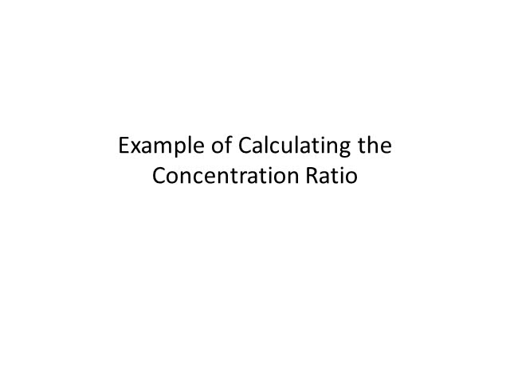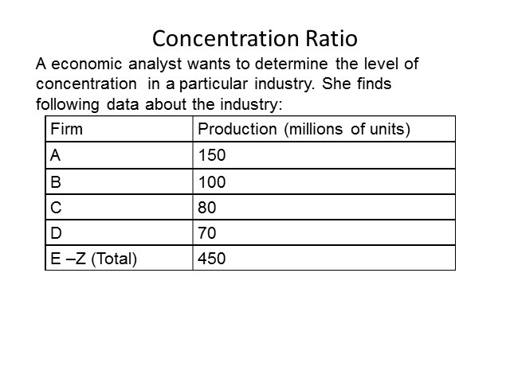Let's look at an example of how to calculate the concentration ratio. An economic analyst wants to determine the level of concentration in a particular industry. She collects the following data. Firm A produces 150 million units, Firm B 100 million units, Firm C 80 million units, and Firm D 70 million units. The remaining firms, A through Z, produce together 450 million units of a good.